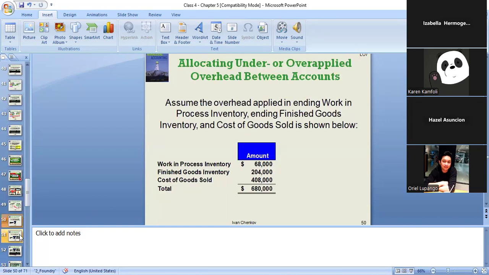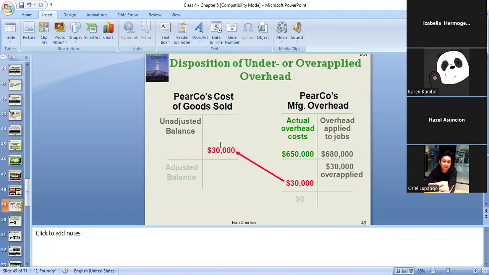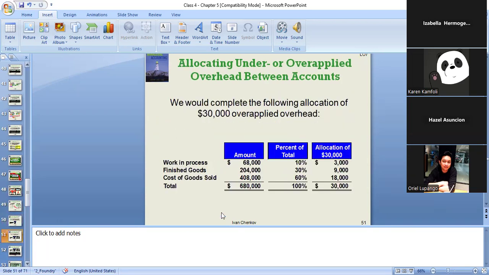So those $30,000, I'm going to apply it like $3,000 going to the work in process, $9,000 going to the finished goods, and $18,000 going to the cost of goods sold. And my problem is solved. So again, one option is to take the $30,000 and directly reduce cost of goods sold. The other option is to use the proportional method and allocate it proportionally to the work in process, finished goods, and cost of goods sold.